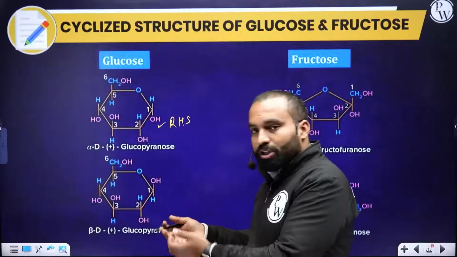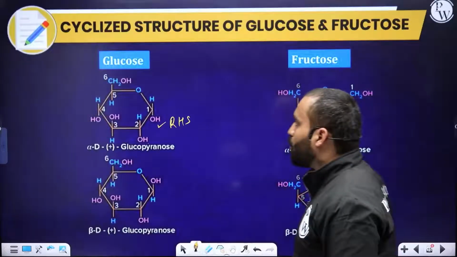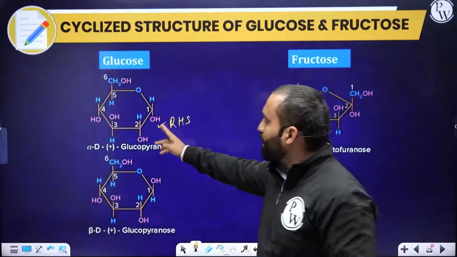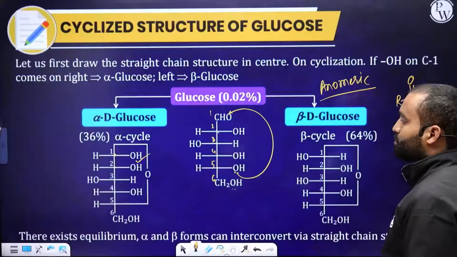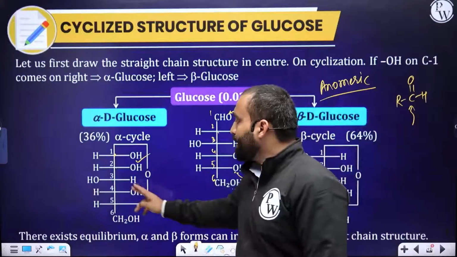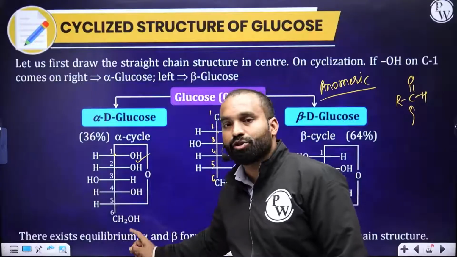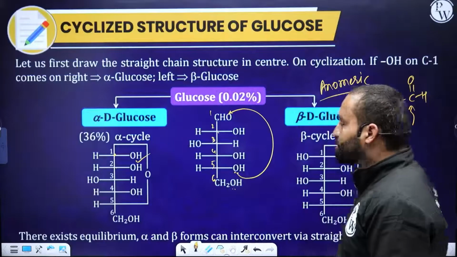Likewise, this OH is on the right hand side. This is the hydrogen, OH and CH2OH. CH2OH will always be shown above. So OH on the right hand side, OH on the right hand side, H on the right hand side. Let's see if that confirms the structure. OH on the right hand side, OH on the right hand side, hydrogen on the right hand side, again OH on the right hand side. Make sure you draw CH2OH on top of the 6th carbon.